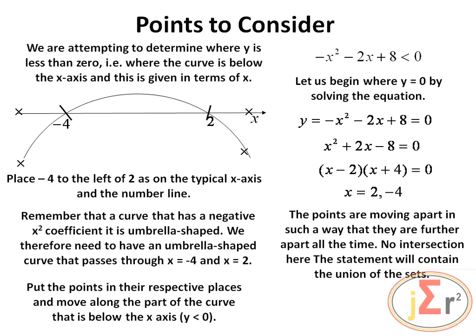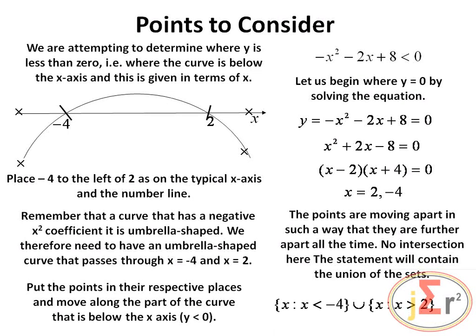We are using the union because as we continue along that same path, there will never be a time when the curve will go above the x-axis. So that is going to be true. The statements are going to be true for all values of x. Therefore, the set that contains all the elements of the two sets is going to be the union of the two sets.